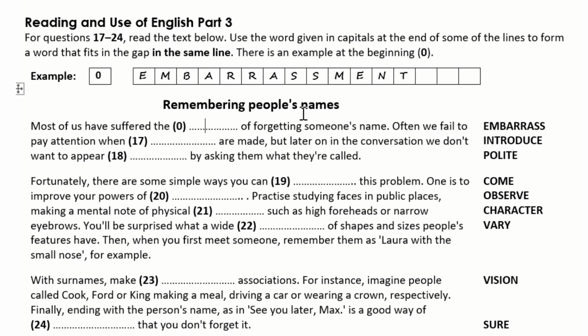This one is about how embarrassing it is if you forget people's names and techniques you can use in order to help you yourself remember people's names. So that's the overall idea. And then you've got to look at each individual gap and look at the words around it, because there are clues as to what the word is that's missing.